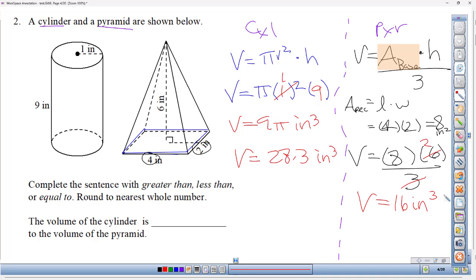And let's see, can we compare our two volumes now? That's the volume of the cylinder, and this is the volume of the pyramid, and it's pretty close that the cylinder almost has twice as much. So it says the volume of the cylinder is, we'll write greater than. Okay, all right, that was number 2.